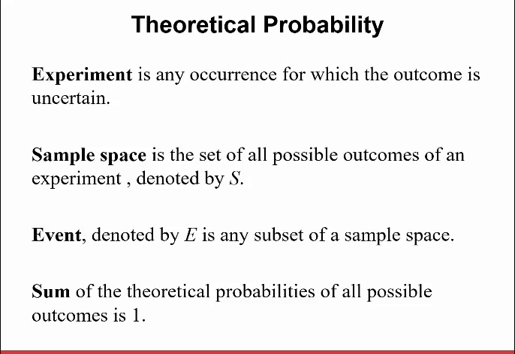An event, denoted by E, is any subset of the sample space, like flipping heads, E would equal H. And the sum of all theoretical probabilities of all possible outcomes is equal to 1, meaning when you flip a coin, you know the outcomes are heads or tails. If you take the probability of heads plus the probability of tails and add those together, you would get 1.